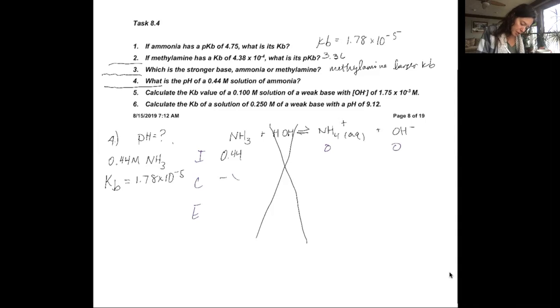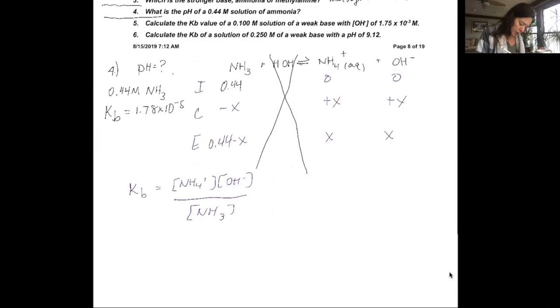0, 0, minus x, plus x, plus x. 0.44 minus x, x, x. Kb equals NH4 plus OH negative over NH3. Now, notice it's a Kb, and I have a Kb. If I had a Ka, I would have to recognize that I need a Kb. Very common mistake. Kb is given to me. Most often I have Ka, and I need to get Kb.